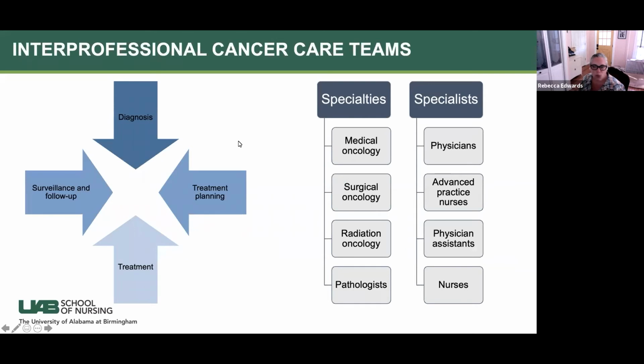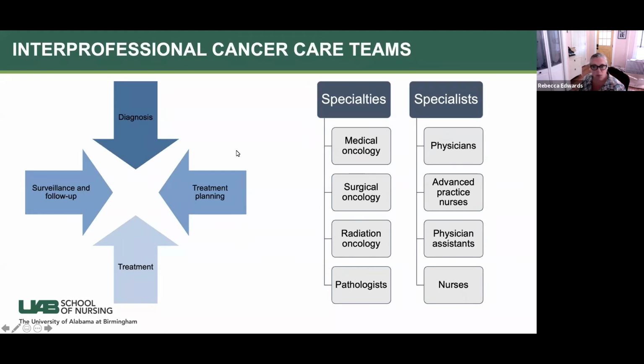So, what happens when patients are being moved through this process? There's usually an interprofessional cancer care team involved in the US at least, and in other settings as well. I think in probably most of your settings, but this may not be the case in some regions.